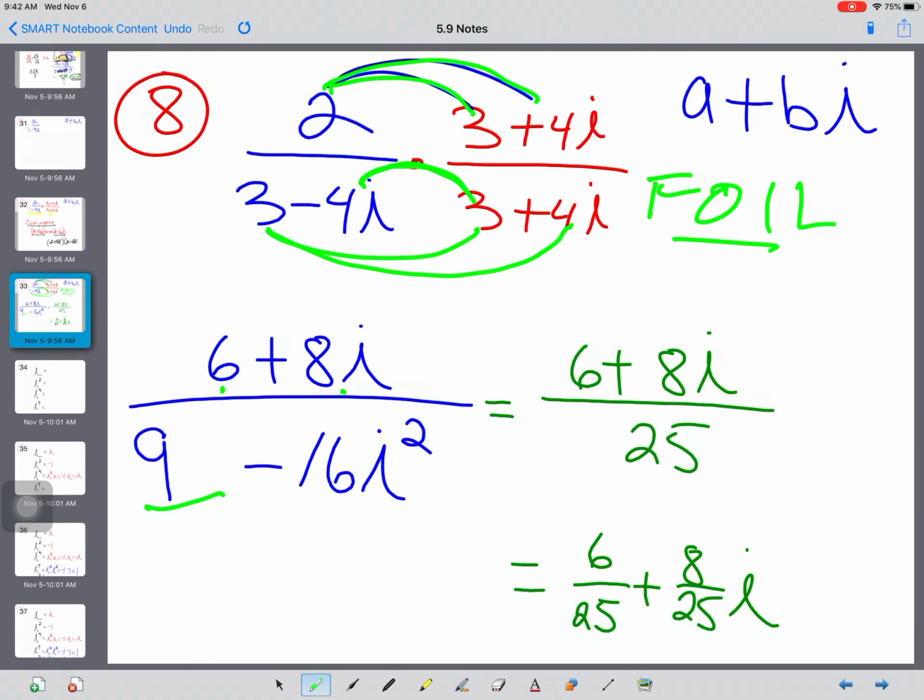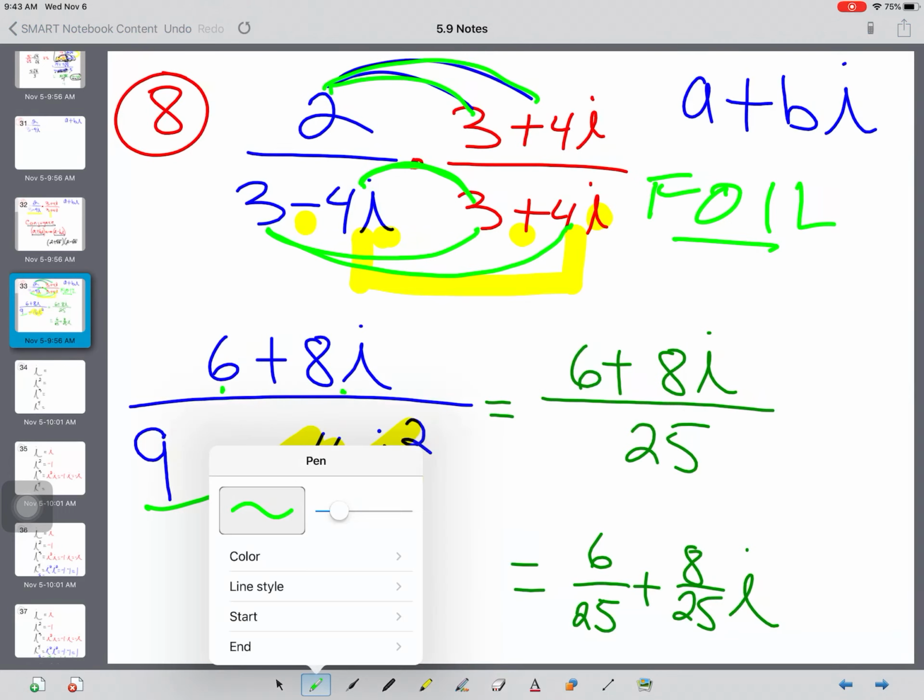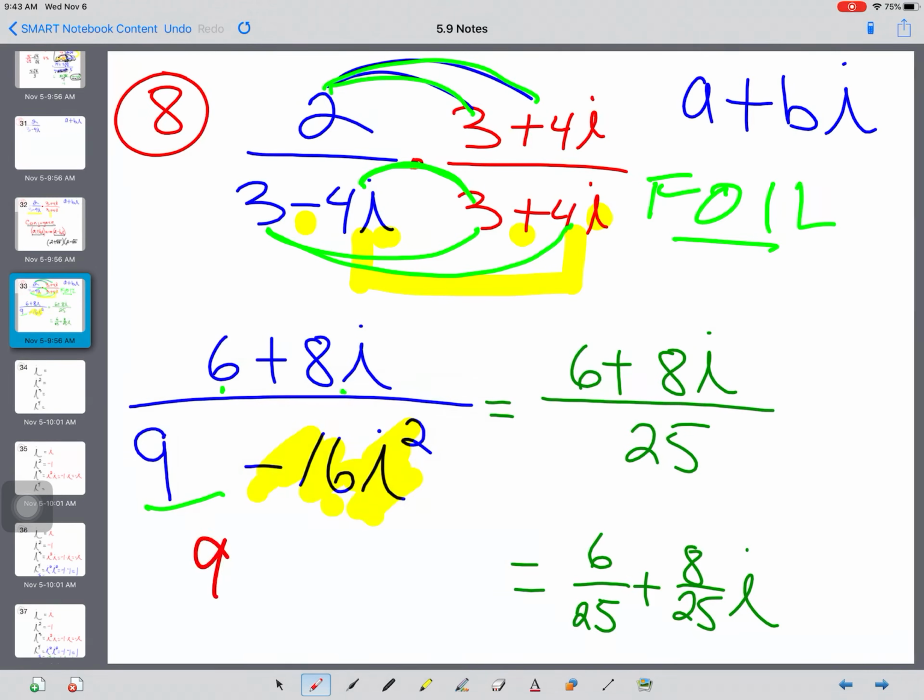And then the last term, when I take 4i times negative 4i, one of them's negative, one of them's positive, so I'm going to get negative. 4 times 4 is 16. i times i is i squared. But i squared is negative 1, so this negative 16 becomes positive 16. So this becomes 9 plus 16. That's how I end up with 25 in the denominator.